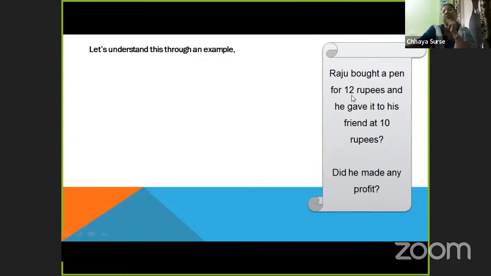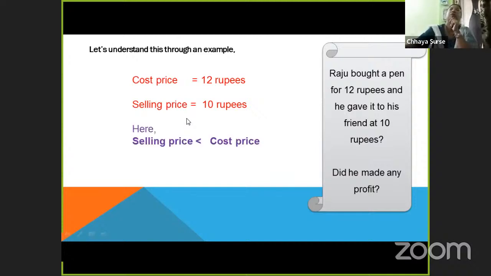What is the cost price? Cost price is 12 rupees. And selling price is 10 rupees. So cost price 12 rupees, selling price 10 rupees. Did he make any profit? The selling price is not greater than the cost price.